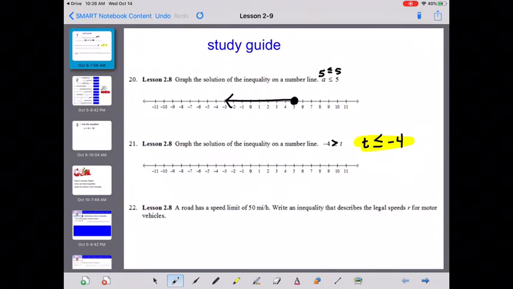Now I'm going to graph this inequality. I start graphing this inequality by putting a circle at -4. I need to indicate numbers that are less than or equal to -4. Numbers less than -4 go to the left. Then I ask myself, should I fill in the circle? Is -4 less than or equal to -4? And it is.